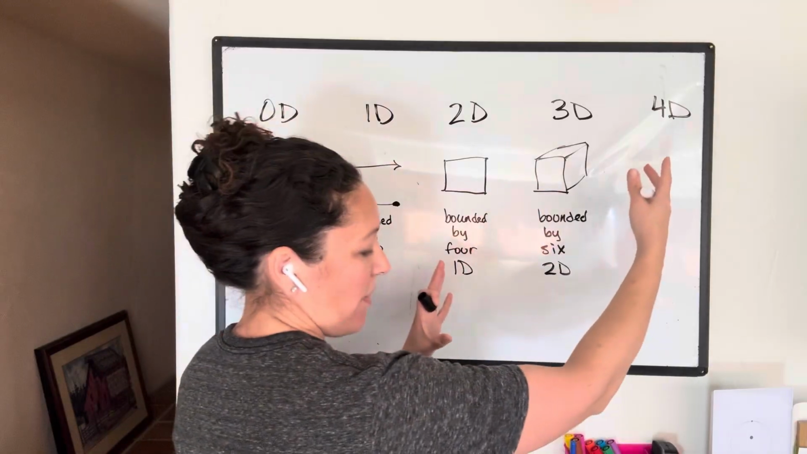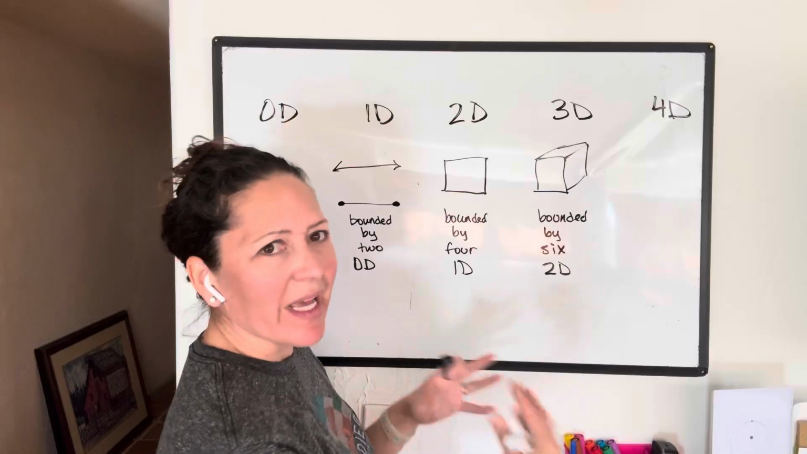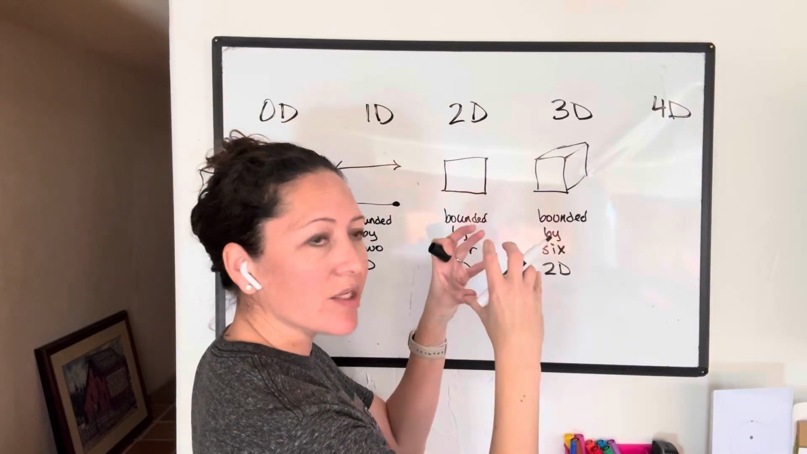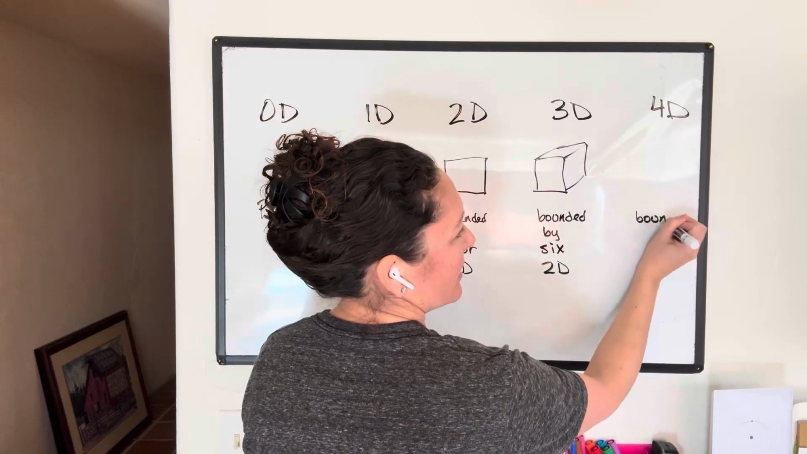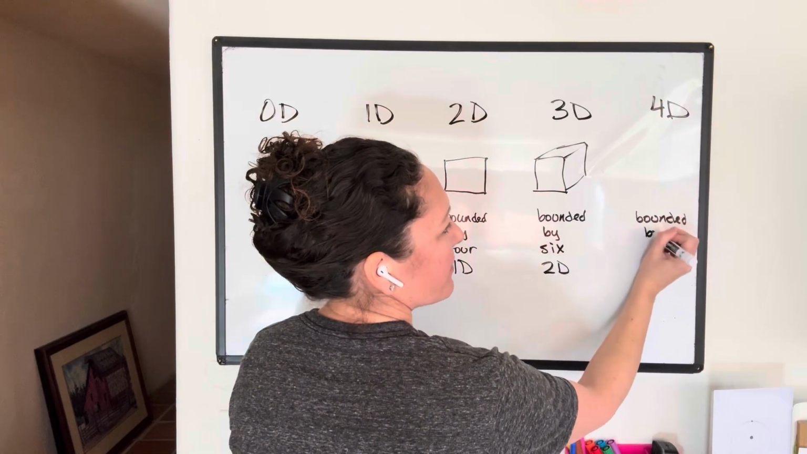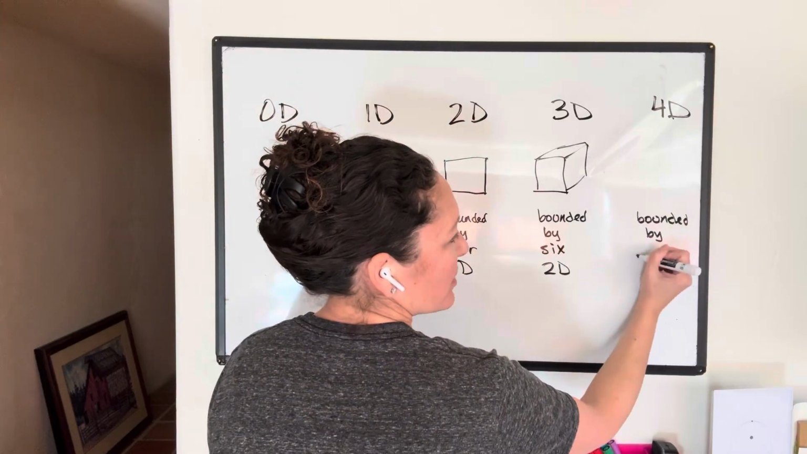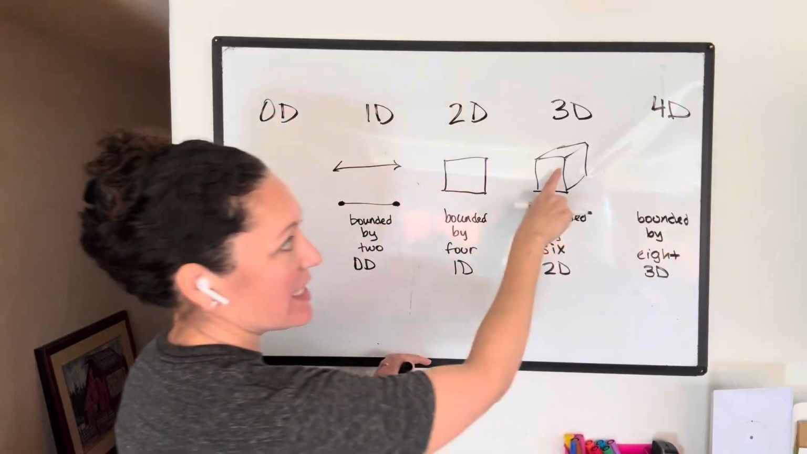And if we get up to 4D, I don't have a great way to draw this, I have one in my lesson plan. You can try to make an attempt to draw multiple cubes onto each other. And what you end up seeing is that it is bounded. I also found a video on this, so I might show them a quick little video of what this looks like. But it's bounded by 8 3D cubes.